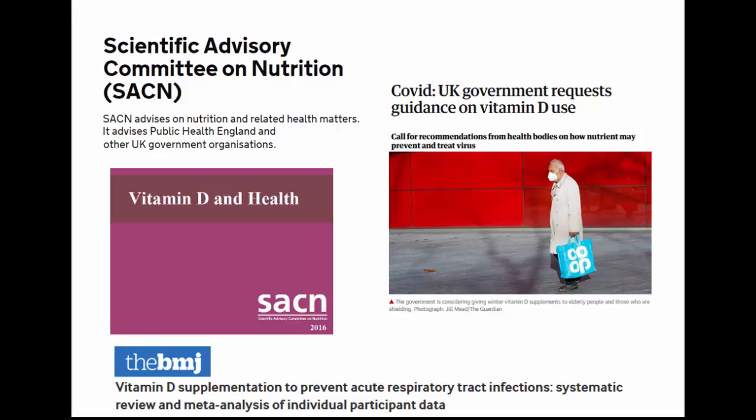The BMJ review here suggests there may be some protective effect against acute respiratory tract infection, which is often associated with people with serious infections from COVID-19. So the evidence is developing. Again, if you're interested, you can click on these images and they'll take you through the various links.